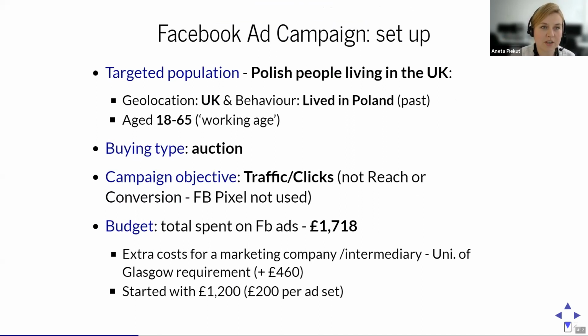So first, the location: they had to live now in the UK, but have lived in the past in Poland, and we wanted only people of working age. The buying type is auction, I think the most frequently used by researchers, and the objective, which is how the algorithm learns who to display the ad to, was based on a click. So people who were most likely to click were displayed the ad, and similar people later were displayed the ad as well.